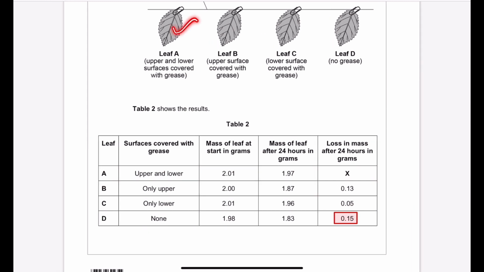Leaf number A, B, C, and D. We will see that surfaces covered with grease: upper and lower surface, only upper surface of the leaf, only lower surface of the leaf, none of the surface is covered with grease.